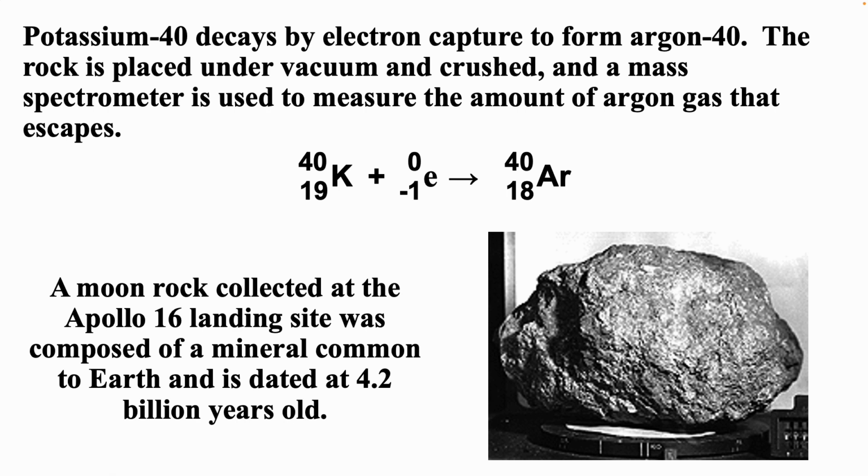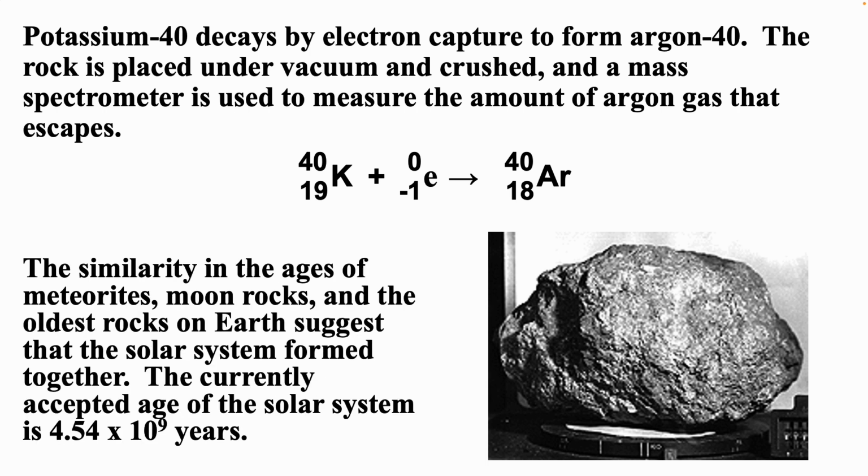And so if you know what fraction of the potassium-40 actually decayed, then you can use it to date the rock. And so moon rock collected at the Apollo 16 landing site was composed of a mineral common to Earth and is dated at 4.2 billion years. The similarity of ages of meteorites, moon rocks, and oldest rocks on Earth suggests that the solar system formed together. The current accepted age of the solar system is 4.54 times 10 to the 9th years.